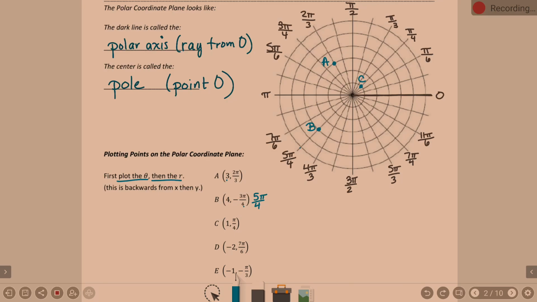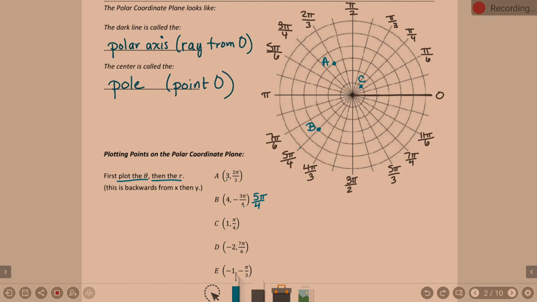The opposite way. So 7 pi over 6 tells me what angle I'm at. A positive 2 would go out on 7 pi over 6. A negative 2 is going to go backwards through the pole. Okay, kind of like you're used to what? Positive values take you right, negative values take you backwards.